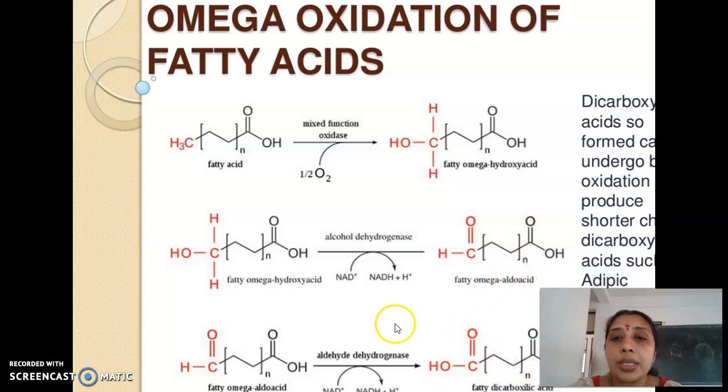Clear? So this is how omega oxidation happens. Omega oxidation gives importance to the omega position. The fatty acid is converted into a dicarboxylic acid. In this, the mixed function oxidase first comes, the alcohol is oxidized to aldehyde, and the aldehyde is oxidized to acid. So the mixed function oxidase comes.